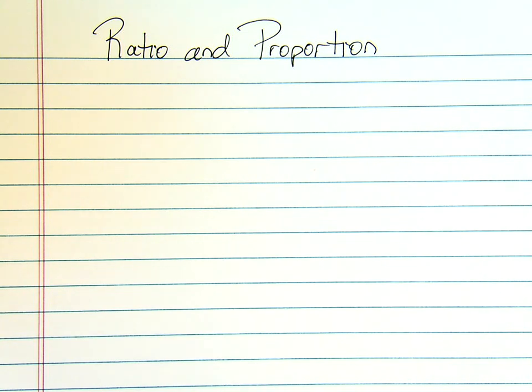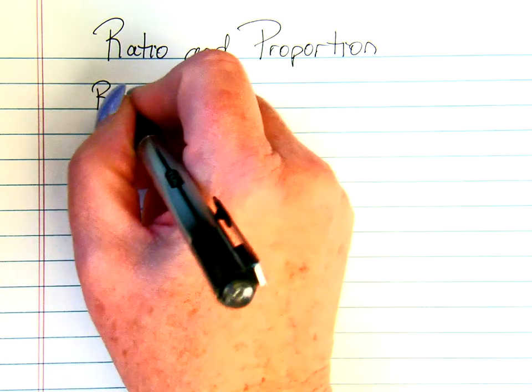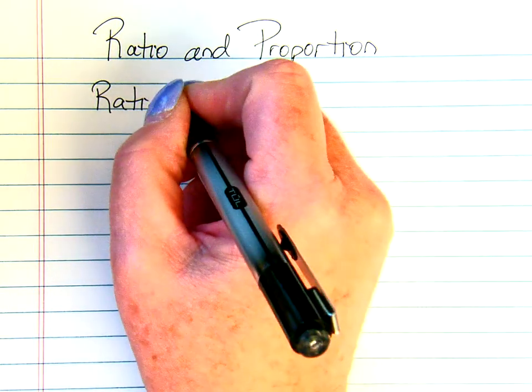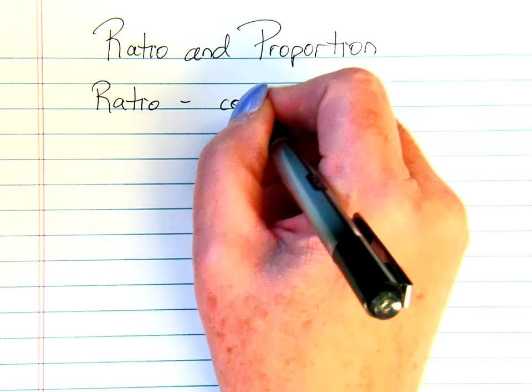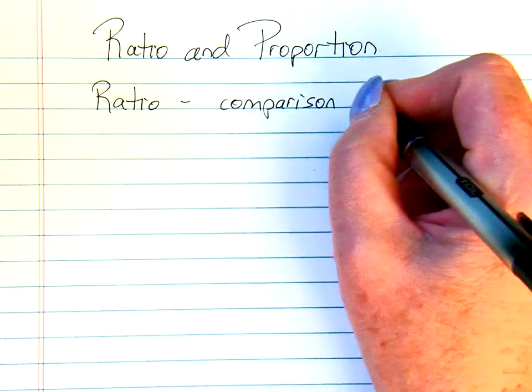Okay, so today we're going to talk about ratio and proportion. These are things you know about. We've done them before, but we need to be able to take it a little bit further. So first we're going to do some of our definitions. Ratio, first, is a comparison of two numbers by division.